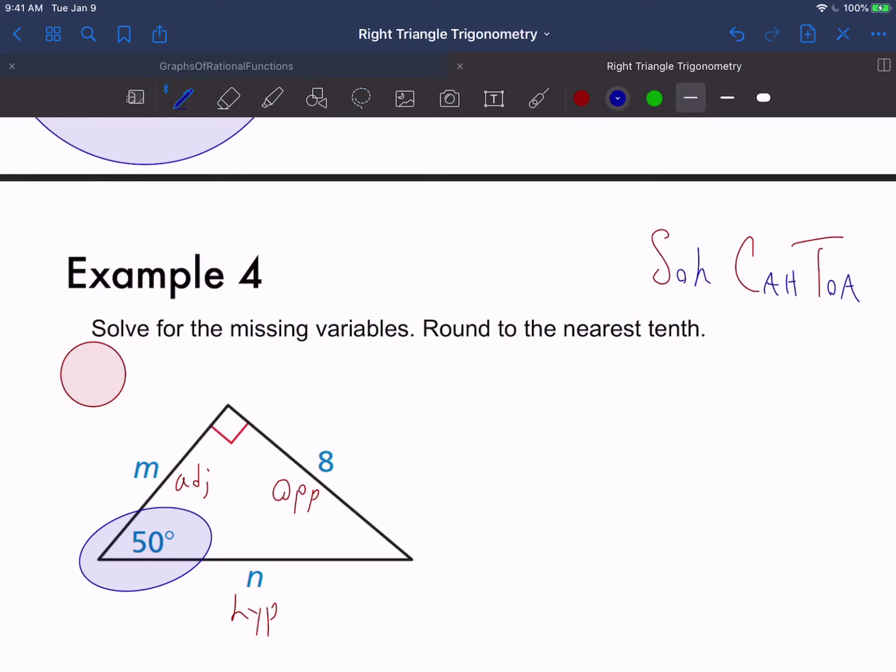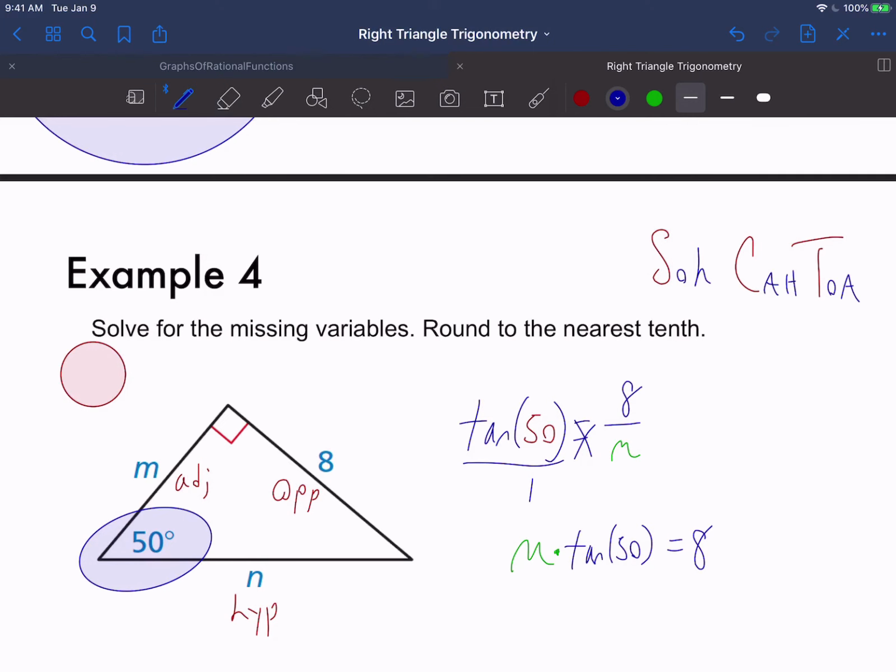So let's use that. That means we're using tangent. The tangent of 50 degrees equals opposite, which is 8, over adjacent, which we're calling M. We'll make the M green. So once again, we're just going to cross multiply here. This is going to look a little different than some of the other ones, because we have M times tangent of 50 degrees equals 8.